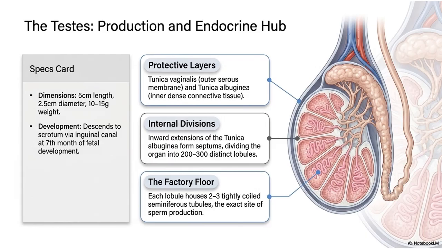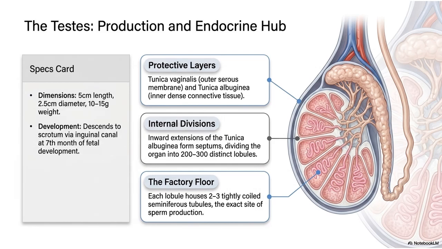Moving on to the histological part of testes, they are mainly covered by 2 protective layers. We can see here, the outer serous membrane known as the tunica vaginalis, and the tunica albuginea, which is the inner dense connective tissue. The tunica albuginea extends inwards, forming septums that divide the testes into 200 to 300 distinct compartments known as lobules.